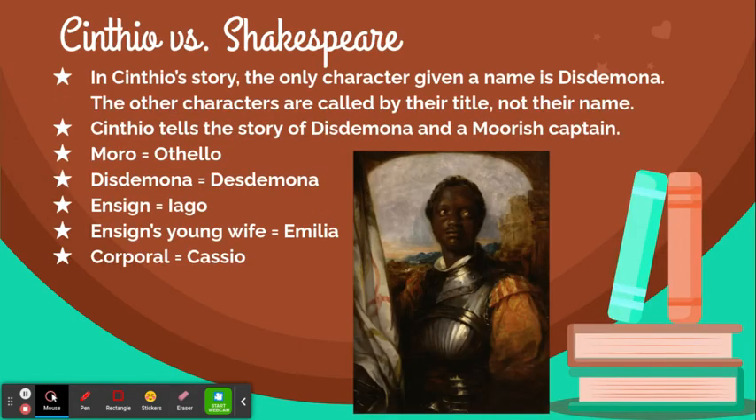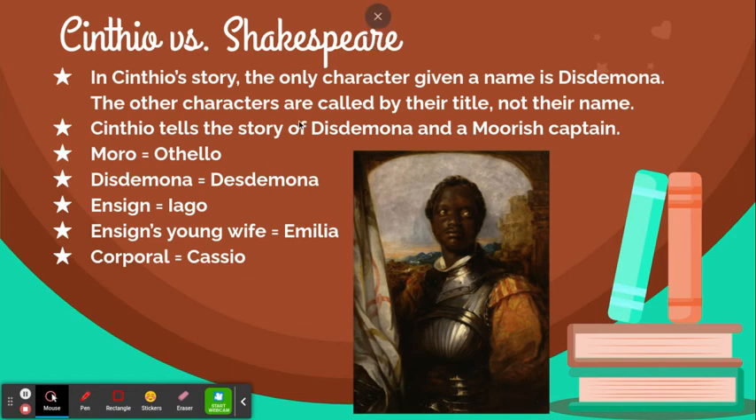All right, Cynthia versus Shakespeare. So in Cynthia's story, the only character that is referred to by name is Desdemona. All the other characters in Cynthia's book are referred to by their title and not their name. And so Cynthia's story tells the story of Desdemona and a Moorish captain.